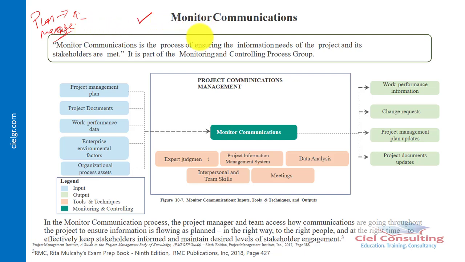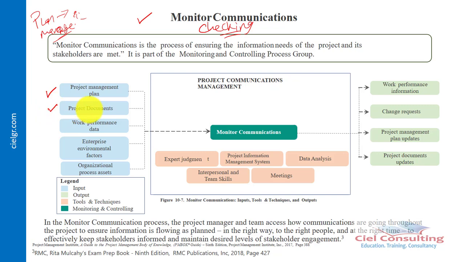So during the monitor communication, this is basically a check-in process. You want to determine if the communications or information you're sending is giving you the desired result. So that's why we said that this is the process of ensuring the information needs of the project and its stakeholders are met. And it's part of the monitoring and controlling process group. Of course, you need the project management plan. That's the communications management plan aspect of the project management plan to monitor your communication, because that will serve as the baseline for you to be able to check the effectiveness of your project communications.